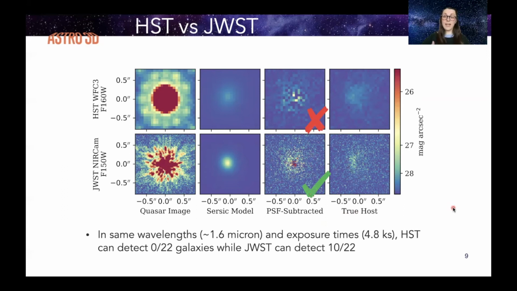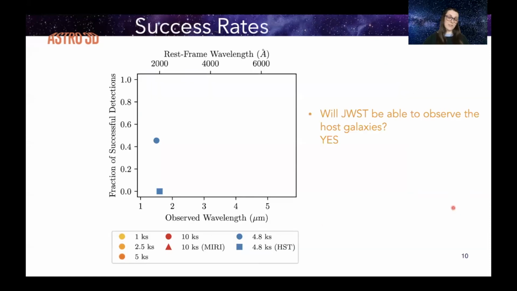Looking at all 22 of our quasars, we find that HST can detect none of these host galaxies, while JWST in the same exposure times and wavelengths can detect 10 of the 22. We can visualize that here. We've got the fraction of successful detections as a function of wavelength, Hubble detecting none, James Webb detecting almost 50%. To answer the question, will JWST be able to observe the host galaxies? It seems a very promising yes. But can we do better than 50%?